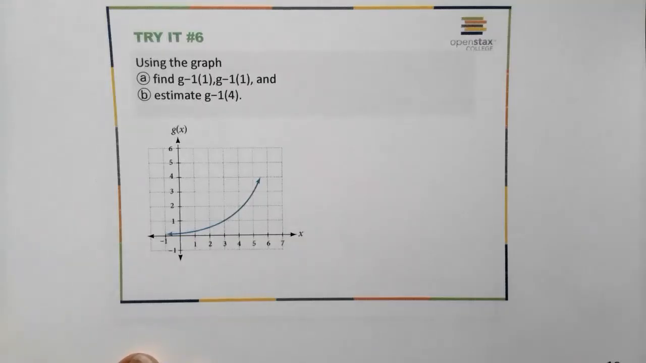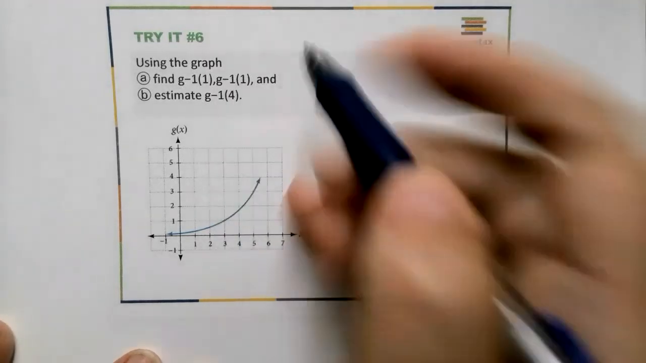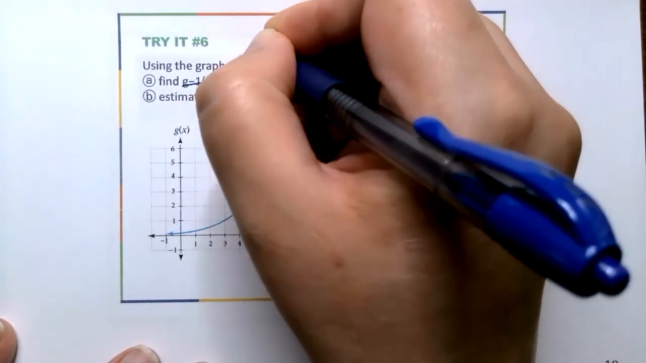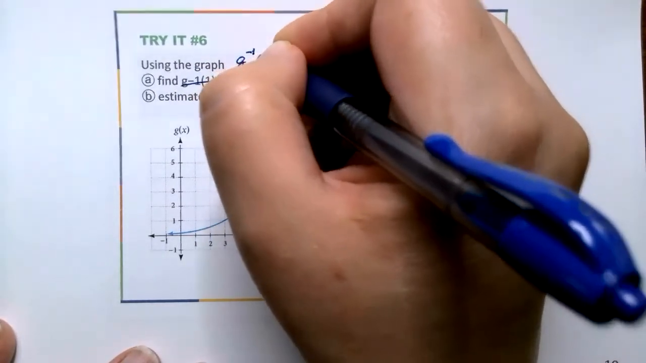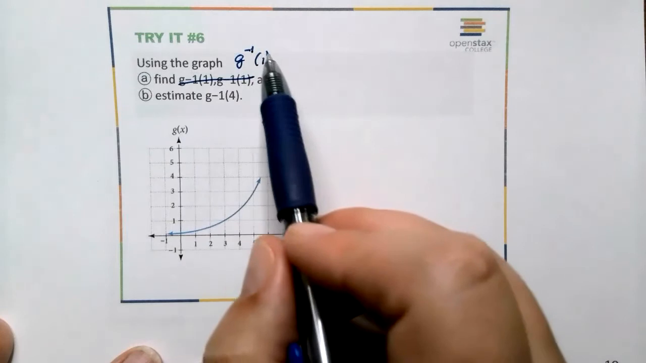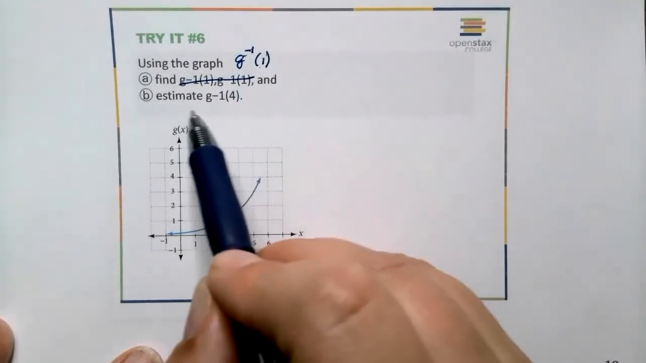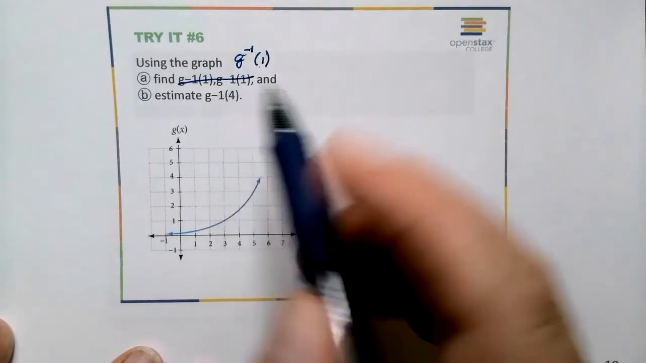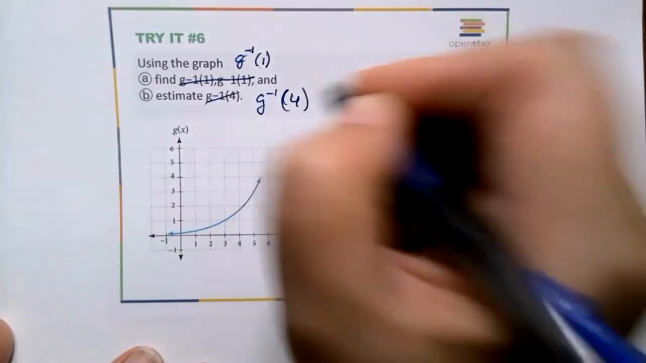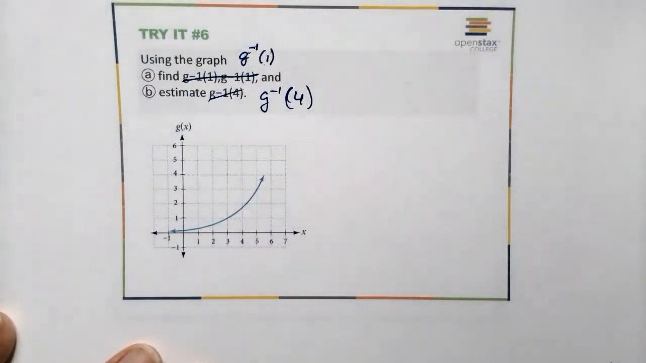Now for you, I would like to try, I need to correct this. This is g, the inverse of g at 1. Okay, so it says use the graph to find the inverse of g at 1. And again, this is the inverse of g at 4. All right, go ahead and try it and let me know if you have any problems with that. And I'll see you in the next video.